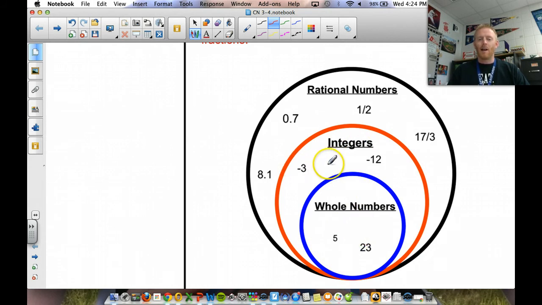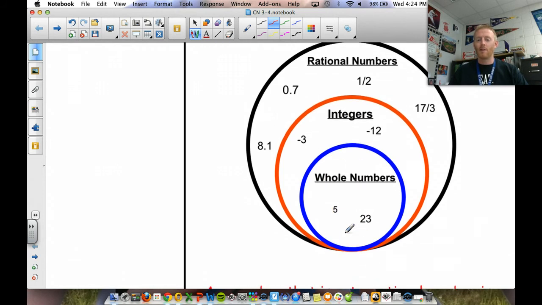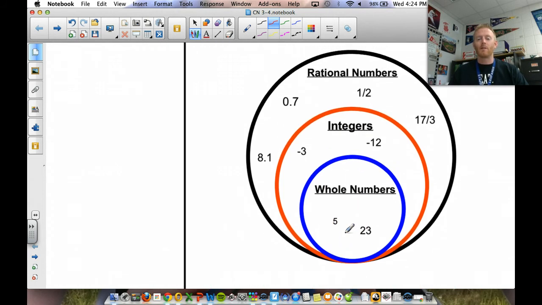So I cannot have an integer be a negative 1.1. That is not an integer. That actually falls into a rational number category. So again, all rational numbers are something we can write as a fraction. Integers are the positive and negative whole numbers, and then whole numbers are just all of the positive numbers. Okay, so make sure you have that written down. You'll probably want to reference this later on today.